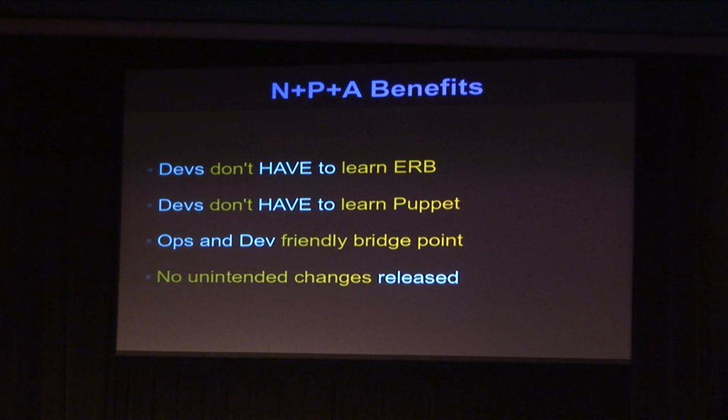Again, no unintended changes released. I've been in situations where we made a commit to our Puppet repo, but we had to make a run for some other reason, and something that either shouldn't have been committed, again, soft skill issue, went out. So this kind of helps prevent that because it doesn't require a Puppet run to make that happen.